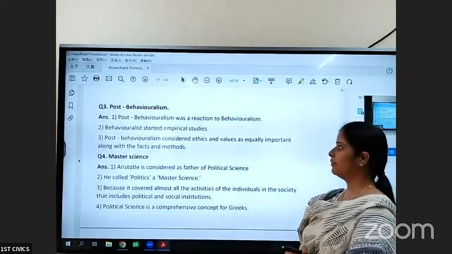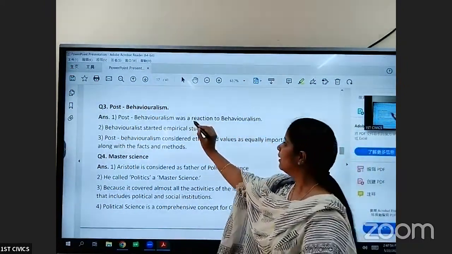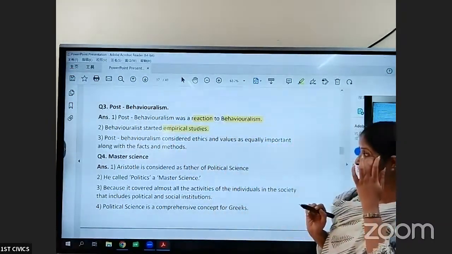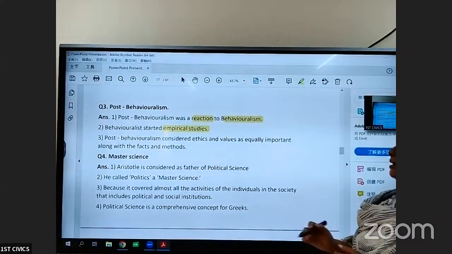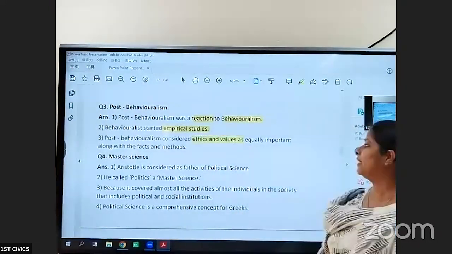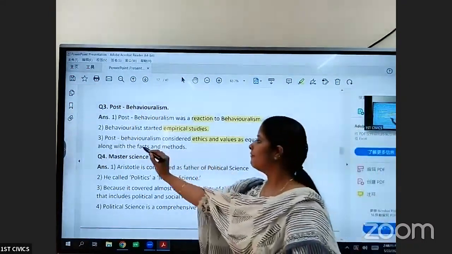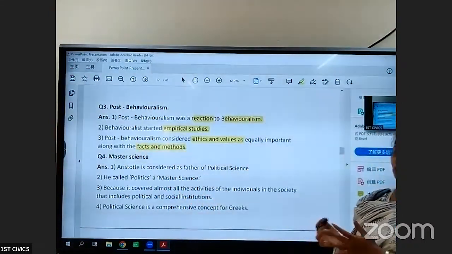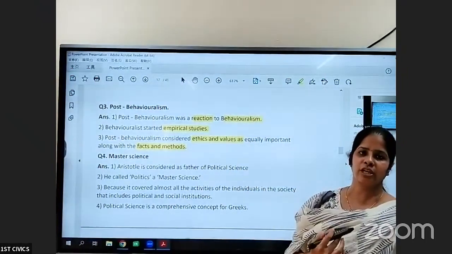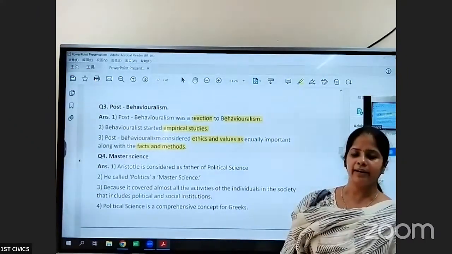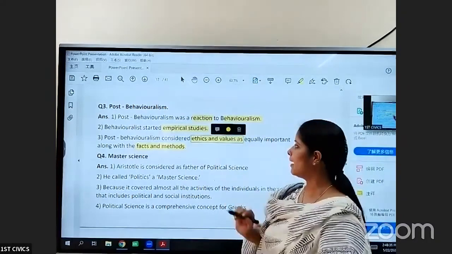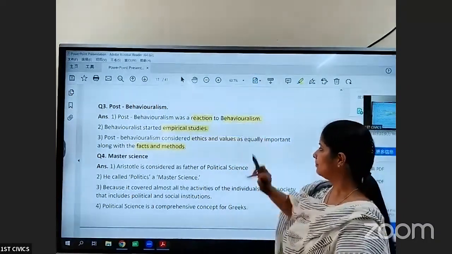Next is post-behavioralism. What is post-behavioralism? It is a reaction to behavioralism. Behavioralists started empirical studies. They started more detailed study about political science, the behavior of the people in the political system. In post-behavioralism, they said that ethics and values are equally important, along with the facts and methods. Not only the facts and methods, ethics and values are important too, like how people are voting, are they voting genuinely without any pressure or influence? That also counts a lot.